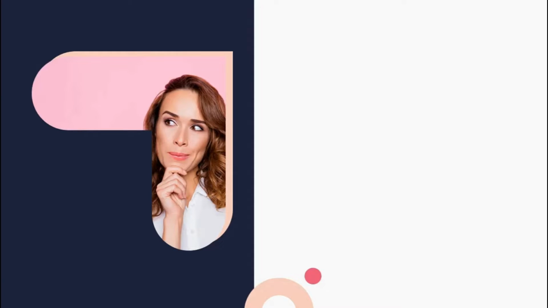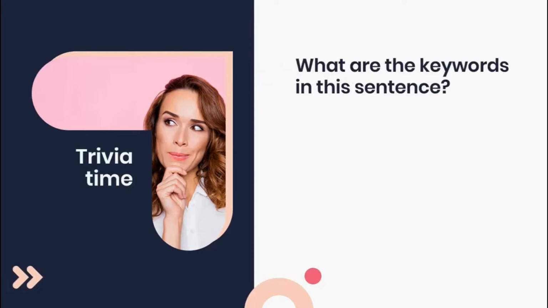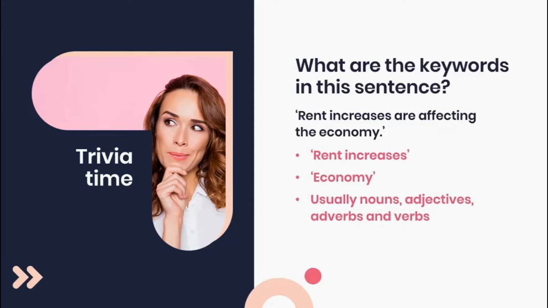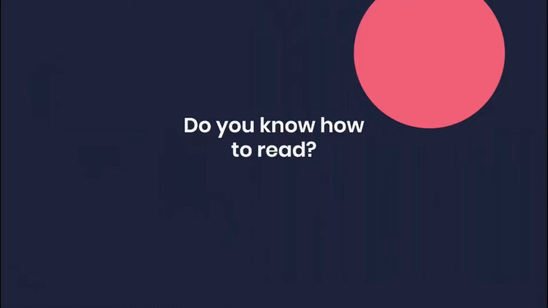Let's see if you can identify keywords. What are the keywords in this sentence? Rent increases are affecting the economy. The keywords are rent increases and economy. Keywords are usually nouns, adjectives, adverbs, and verbs, but there are exceptions and it does depend on the context.